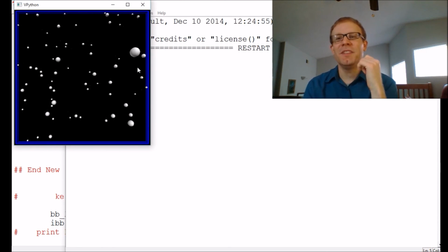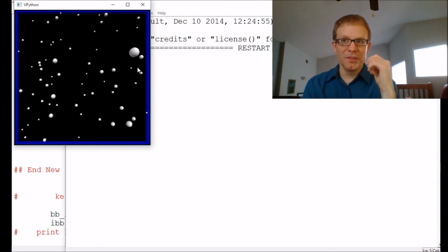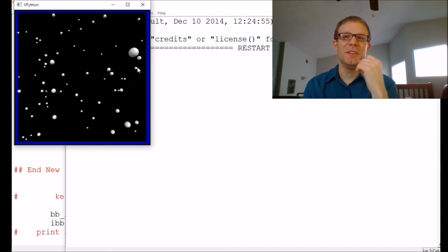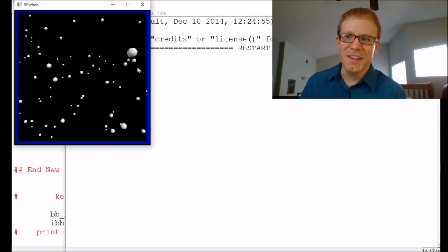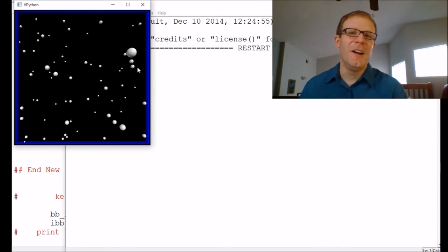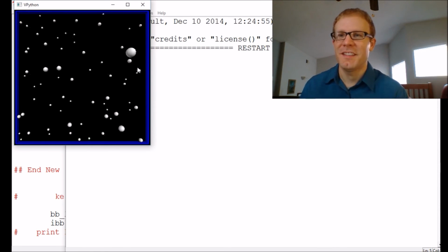And then in the last episode in this series, we will turn the box into a three-dimensional system, and we'll watch them bounce around in 3D. I might even turn on the particle trails to see what that looks like as they bounce around.